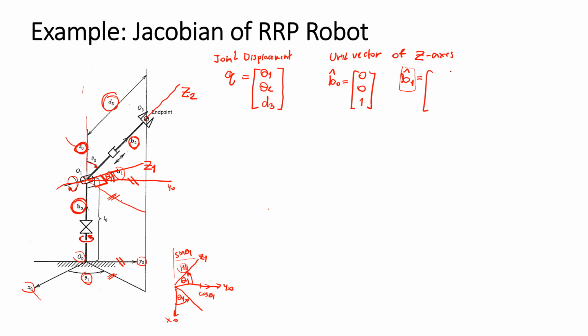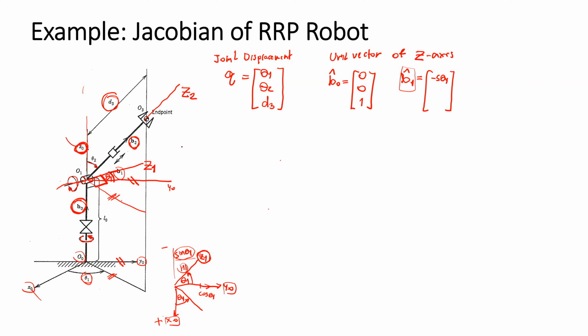So the unit vector that indicates the direction of z1, in the x-axis, it should be plus x and minus x, right? So it should be minus sine theta 1 in the x direction.